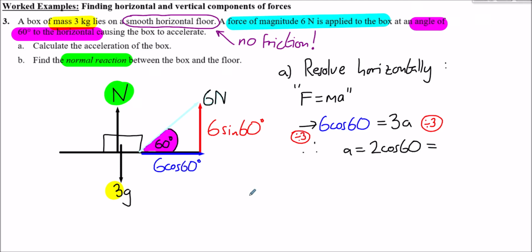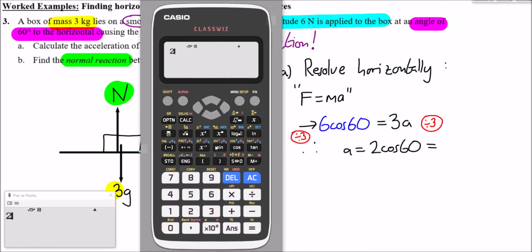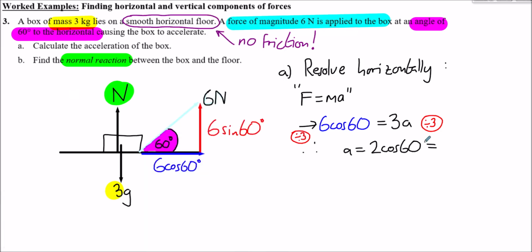which we can easily work out because we've got one of these devices, often known as a calculator. So 2 cos 60 gives us 1. If you don't remember, cos 60 is one of these exact trig ratios, which is 1/2, 0.5. So that's going to be exactly 1 meter per second squared in the positive x direction.